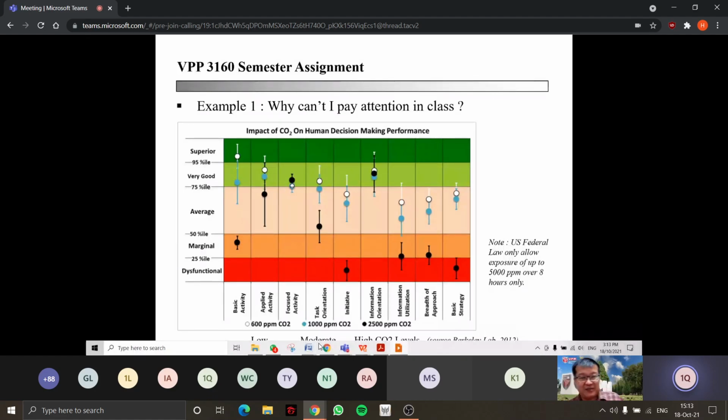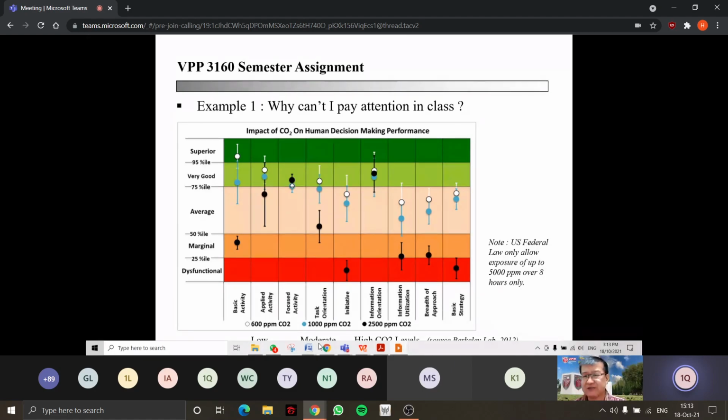So in research, you always need to have a problem that you want to solve. So in this case, the problem is why can't I pay attention in class? So in order to solve it, you have to look for multiple aspects. And one of the factors in this case is CO2. So they need to measure CO2. In fact, by exposing yourself to CO2 at anything more than 2000, 2500 for more than 50 minutes, you are going to get very, very sleepy.